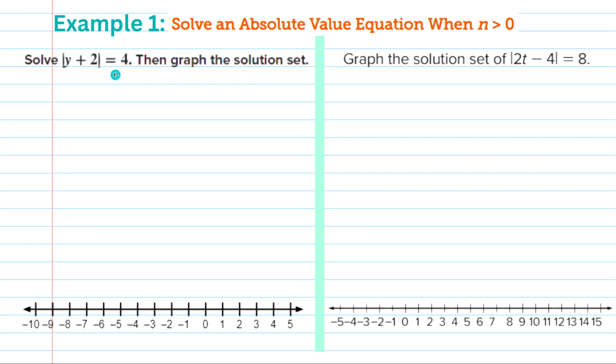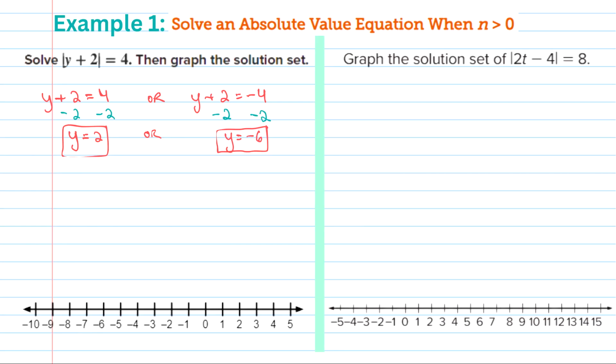To start, again, we have to consider both cases. That means this y plus 2 could be equal to 4, or we might have the situation where this y plus 2 is equal to a negative 4. And now we just go through and solve each of these little one-step equations. We're going to subtract 2 on this one, and we'll get y equals 2. Or in this case, y plus 2 equals negative 4. We subtract 2 in this one as well to solve for y, and we'll get y equals negative 6.